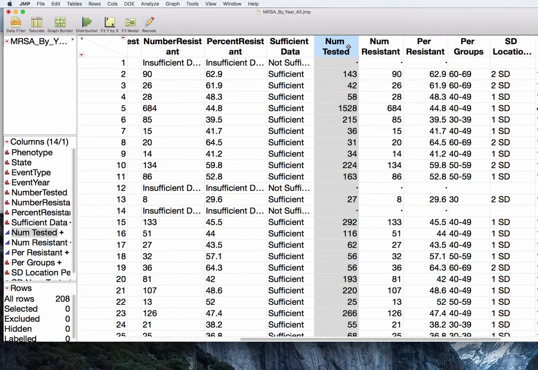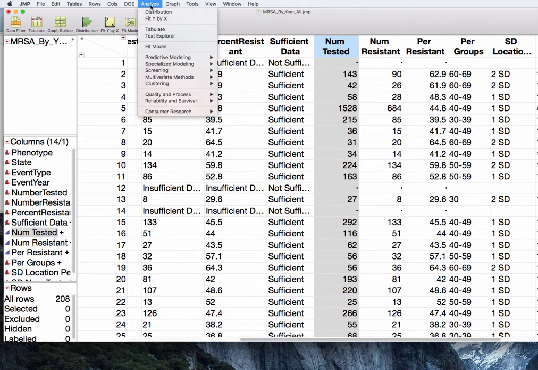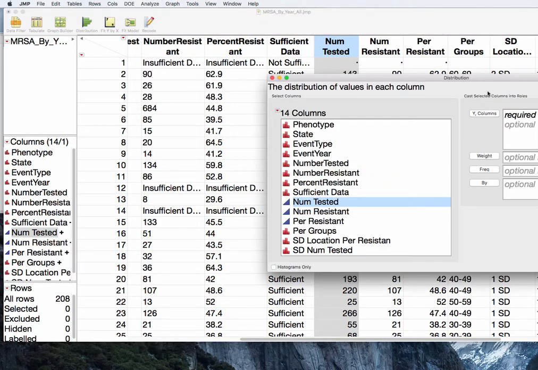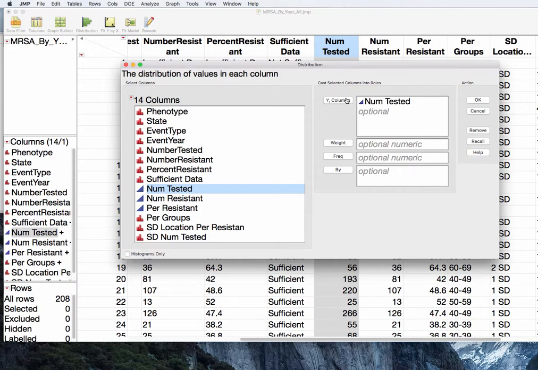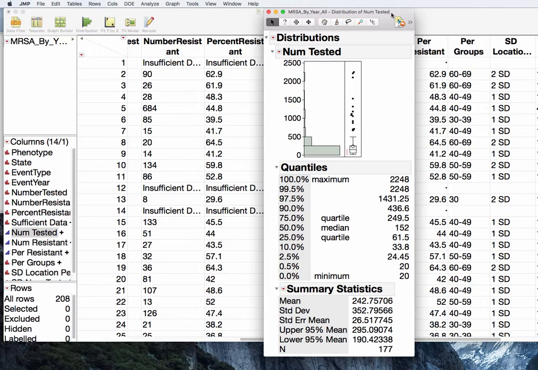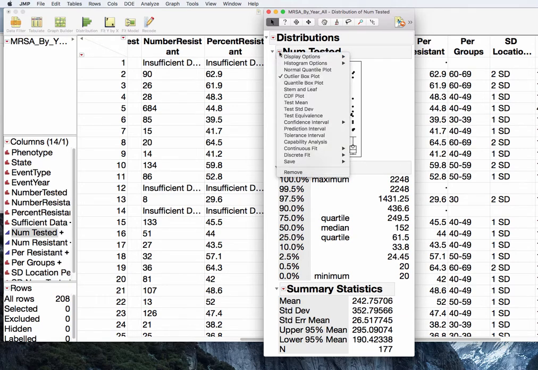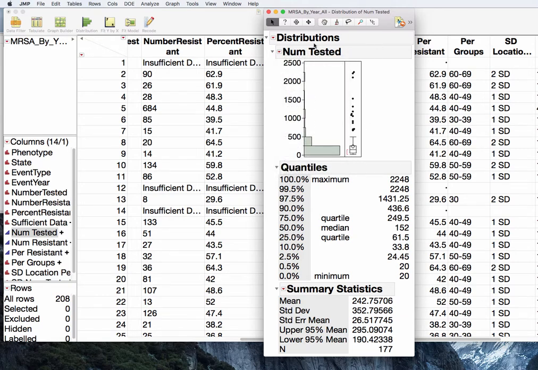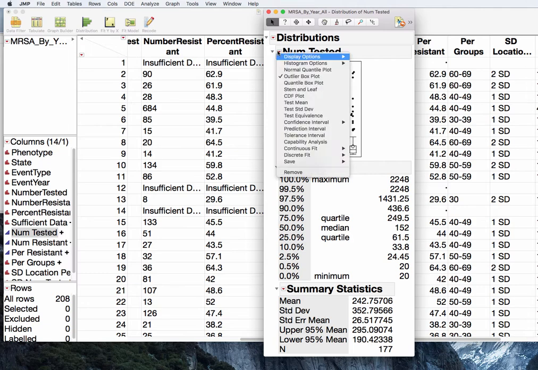In this video, we will look at testing a center of a distribution that is not from a normally distributed variable. If you recall, the number tested variable, the number of samples tested per hospital for MRSA, was not normally distributed. You can look at the distribution here. First of all, you can see that it's very skewed. It is not centered about a single unimodal distribution.